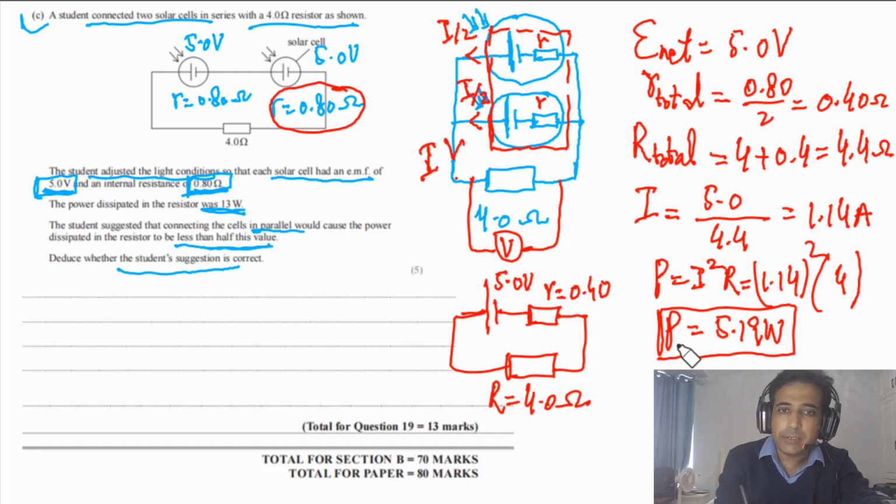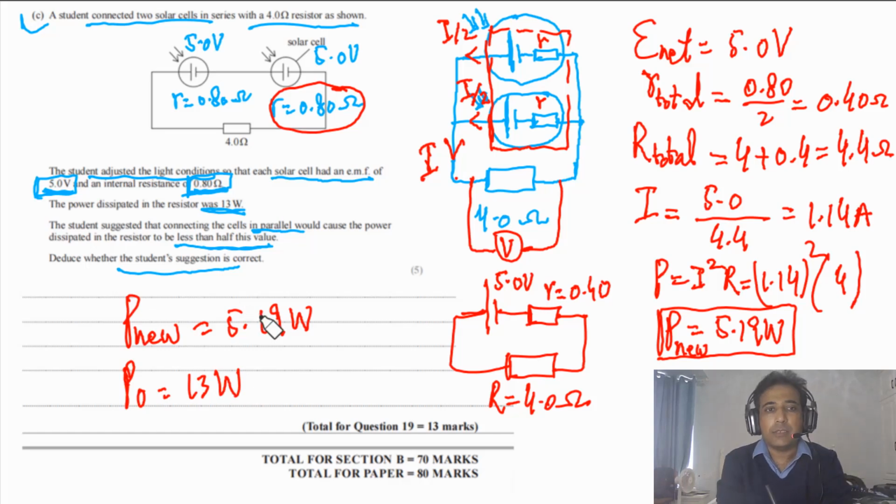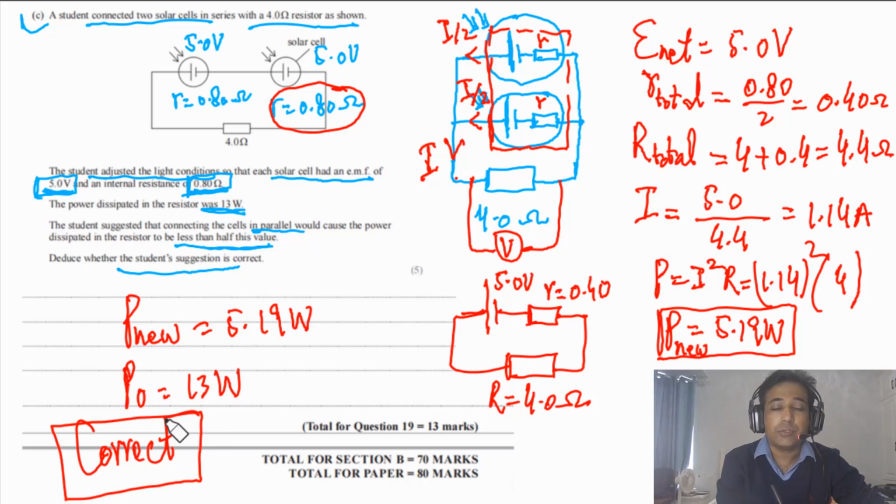So we can say P new is equal to 5.19 watts. And what is the initial value, P naught? That is 13 watts. And this is less than half of this value. It means the student's suggestion is correct. So this is how we can answer.